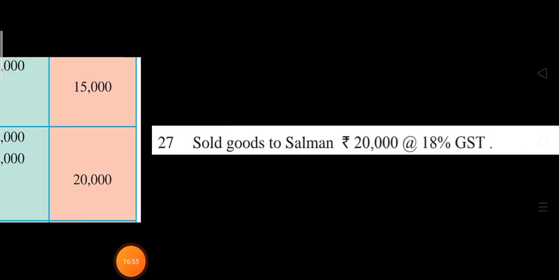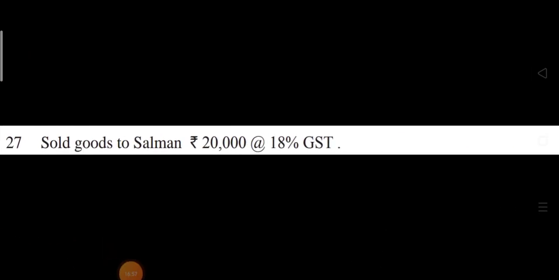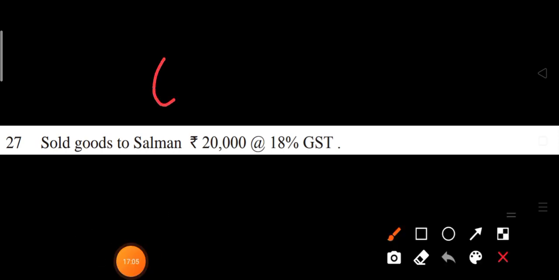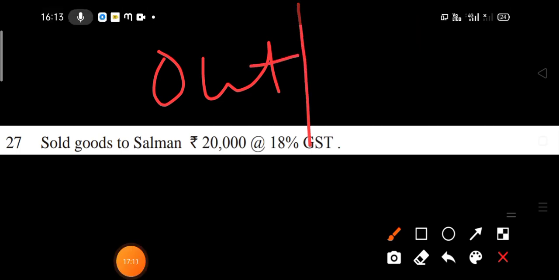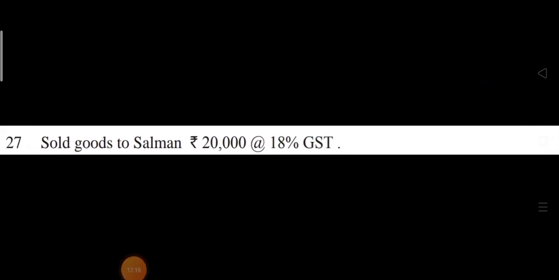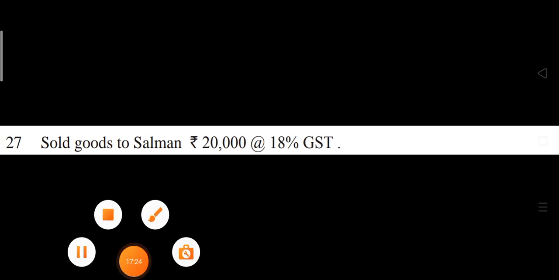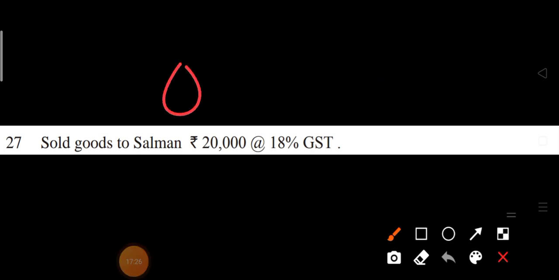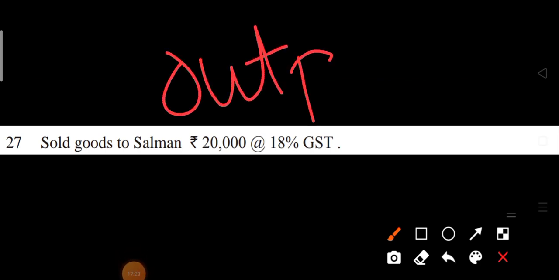Very clear? Next is on 27, sold goods to Salman for ₹20,000 at 18% GST. Now sales क्या है? So this GST is what? This is output GST. Okay, this GST is output GST. What would be the journal entry? Sold goods to Salman for ₹20,000 and 18% GST. So this GST is what? This GST is my output GST. Okay, this is my output GST.